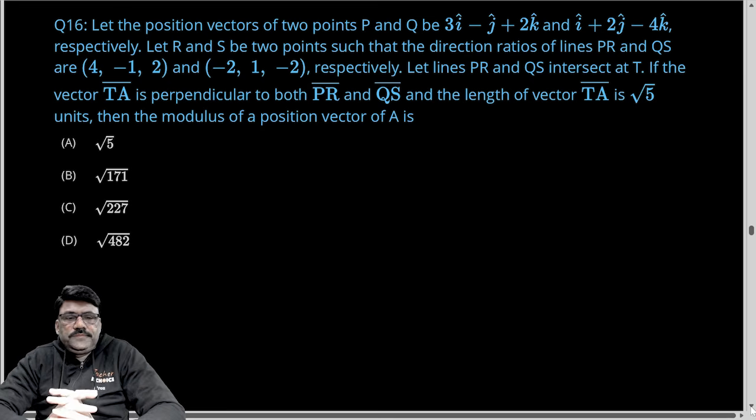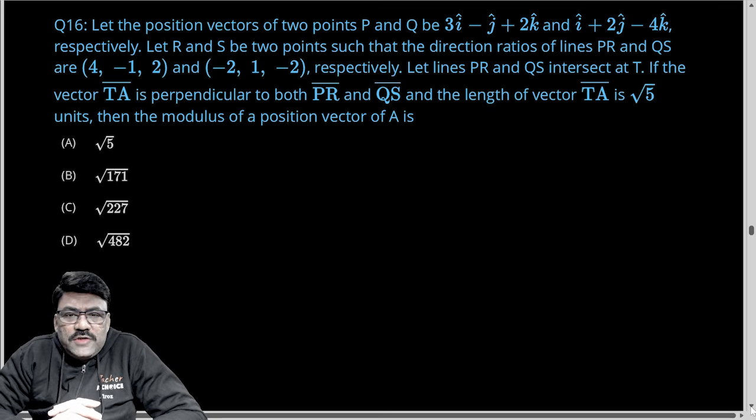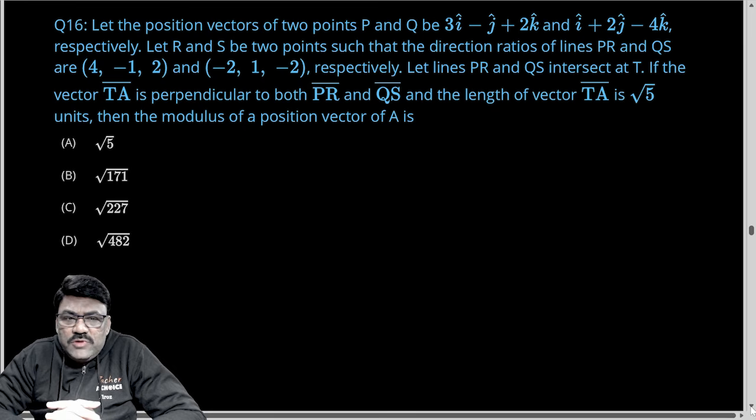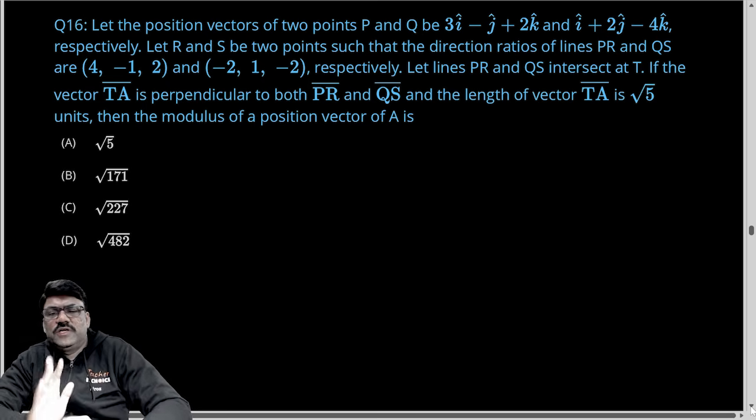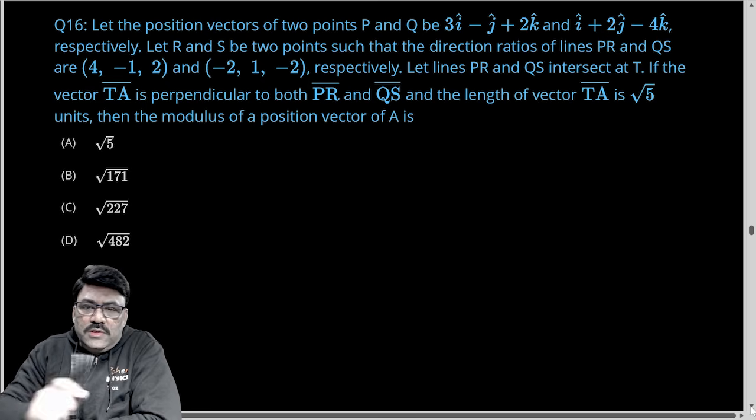Okay, see this question. The position vectors of 2 points P and Q are given. R and S are 2 points such that the direction ratios of PR and QS are also given. These 2 lines PR and QS intersect at a point T. T is the point of intersection of PR and QS. If TA is perpendicular to both PR and QS and the length of TA is root 5, what will be the modulus of the position vector of A? So I have to get the position vector of A, right?